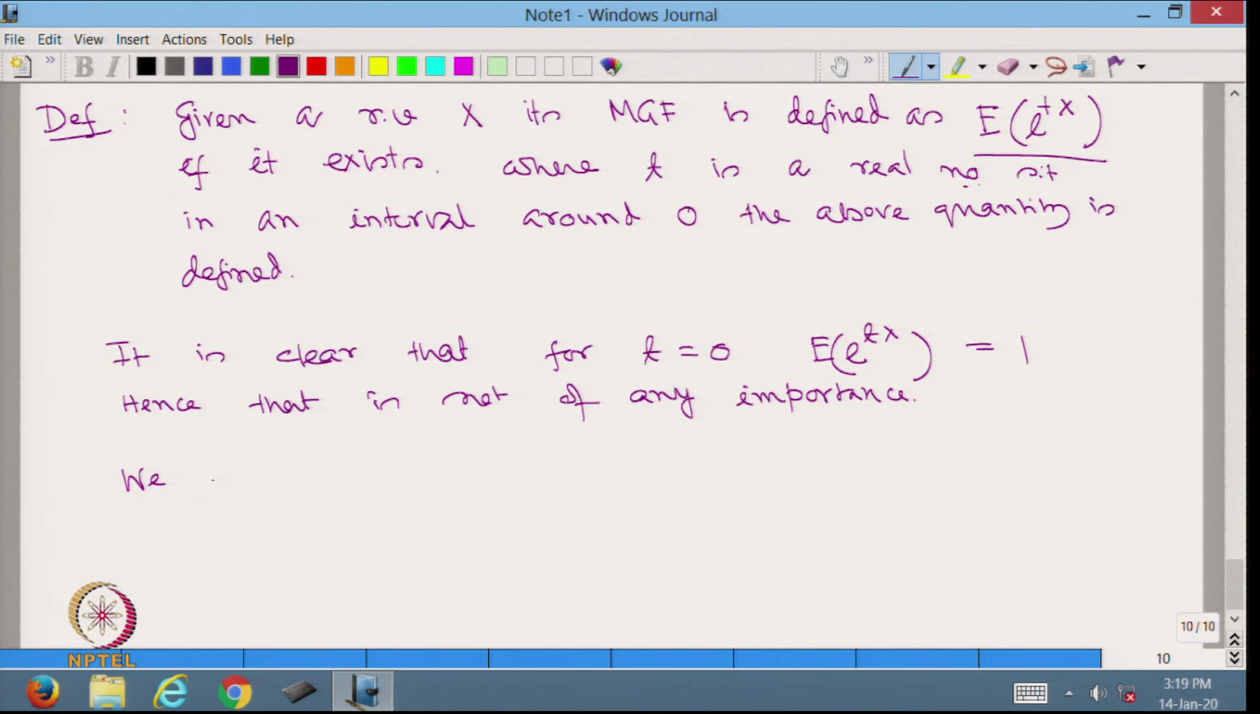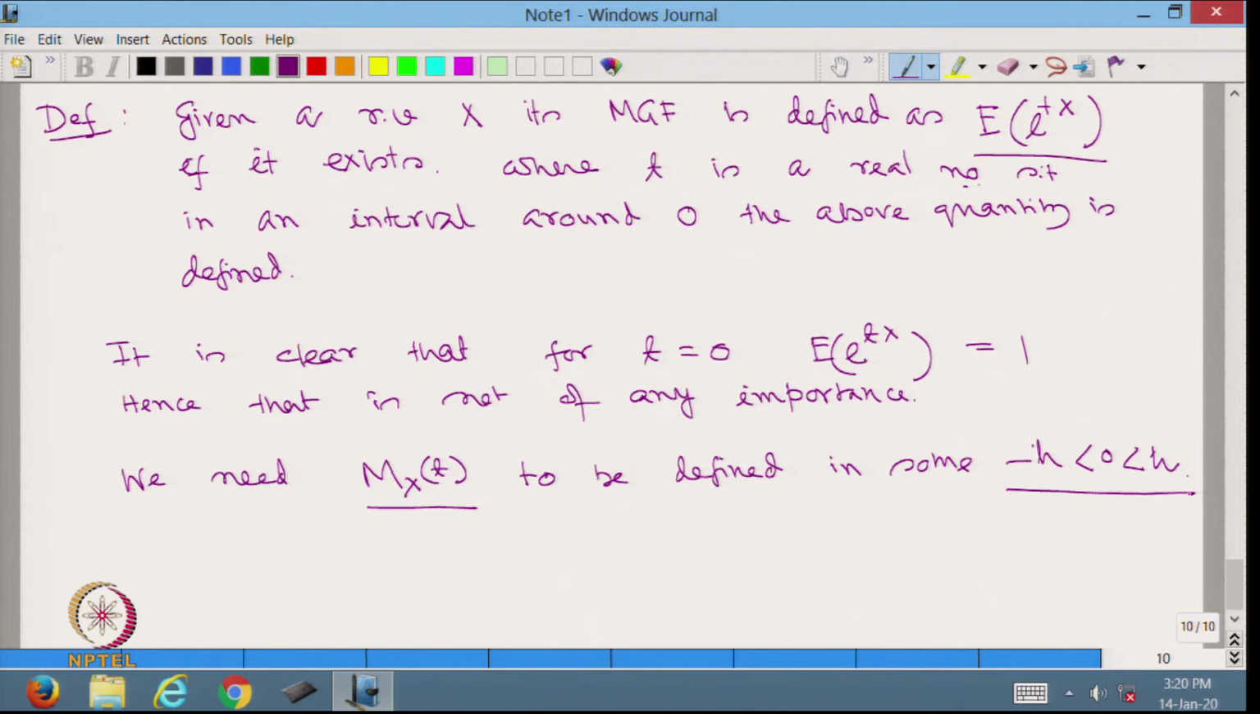We need the moment generating function of x at a point t. This is the standard notation for the moment generating function, to be defined in some interval minus h less than 0 less than plus h. What is the purpose?